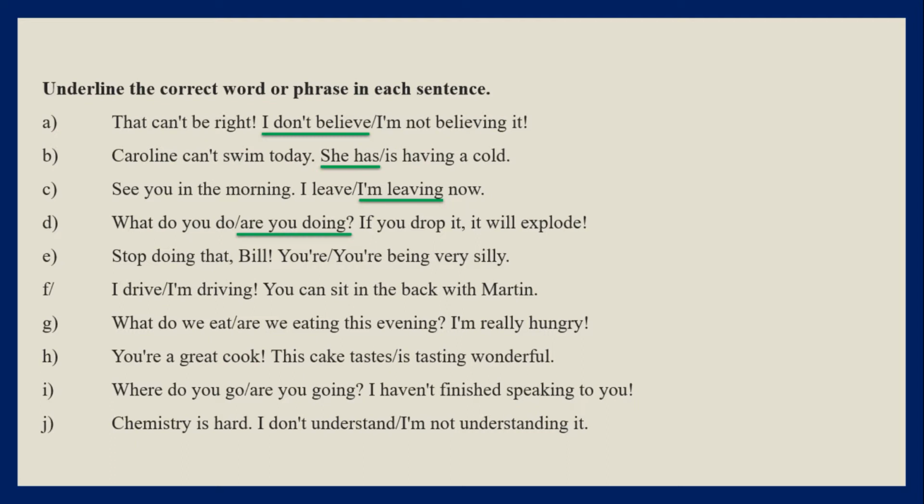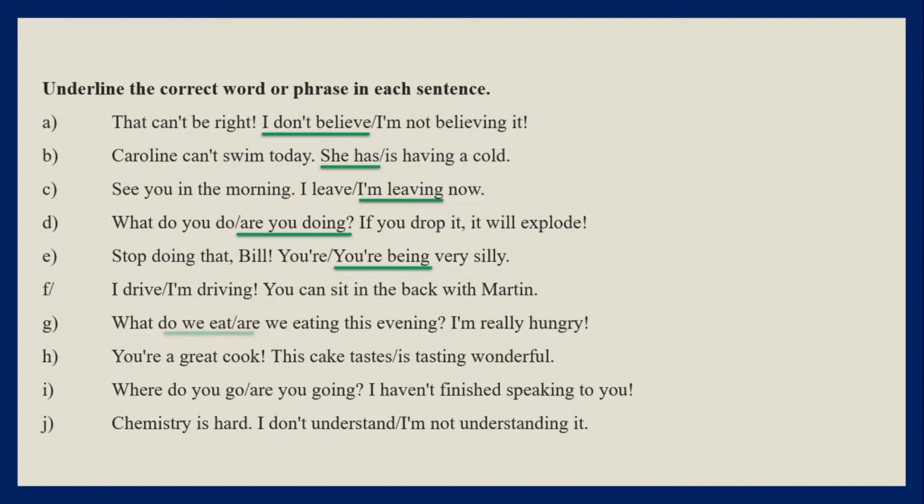E. Stop doing that, Bill. You are being very silly. Be is a state verb. If you are saying, for example, I am a teacher, she is a doctor. But in here, be means to behave, so it is an action verb. It means you're behaving very silly, so we could use it in the continuous form.